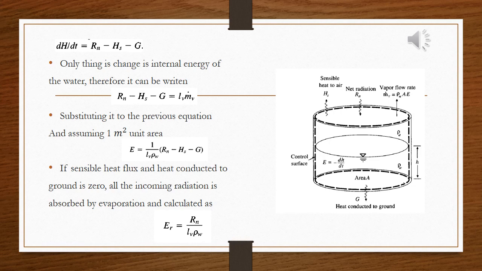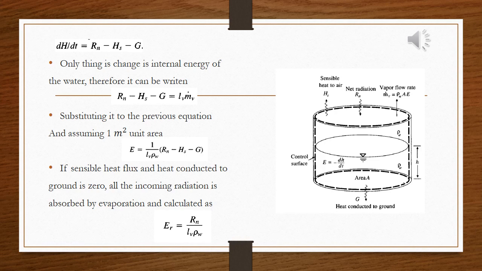Okay, when we substitute Lv m dot v and this Rn into the balance equation, for 1 square meter unit area, we are going to find E is equal to 1 over Lv rho w, multiplied by Rn minus Hs minus G. So this is going to be our final equation. And if sensible heat flux and heat conducted to ground are zero, all the incoming radiation is absorbed by evaporation and calculated as E is equal to Rn over Lv rho w.